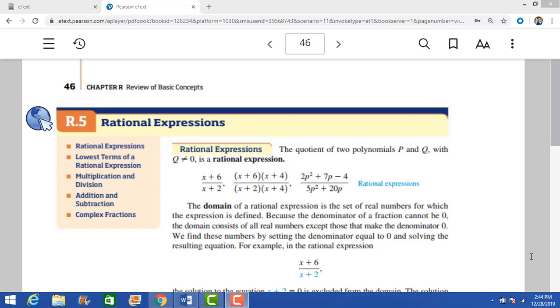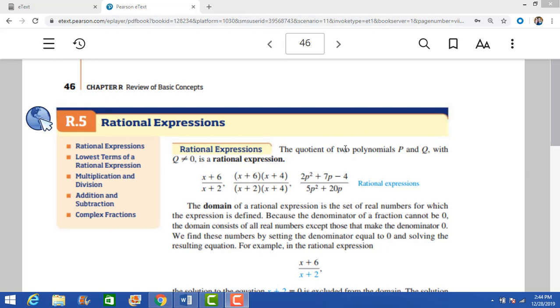Okay, welcome, class. Today we are going to start R5, which is rational expressions. And so we're going to be dealing with the algebraic expressions that are in fractional form. So sort of like these. So these are all examples of rational expressions. So whenever you have a quotient of two polynomials where the denominator is not zero, this is a rational expression.